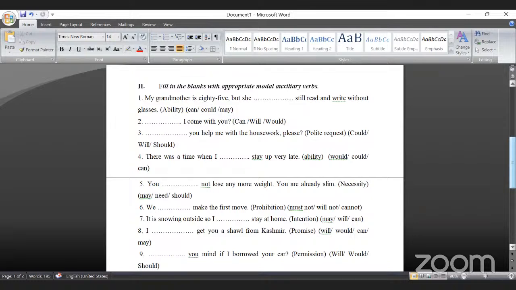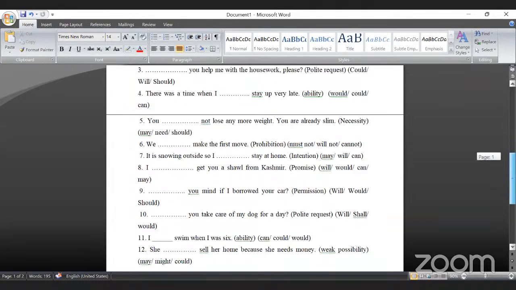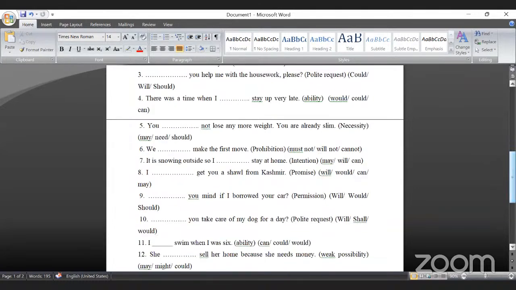Okay. Fifth one. You dash not lose any more weight. You're already slim. Necessity. You need not lose any more weight. Sixth one. We dash make the first move. Prohibition. You're prohibiting somebody from doing something. Must not. We must not, right? Again, prohibition. We must not make the first move.